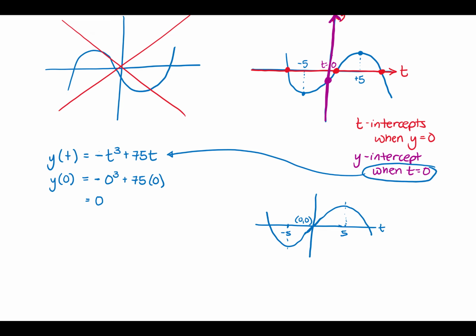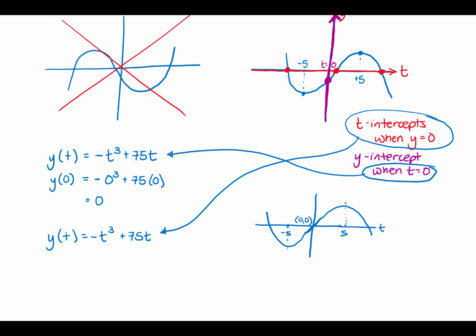Now, determining my t-intercepts is a little bit trickier. It might not be that doable with hand calculations for all functions. So for our t-intercept, we take that original function y of t is equal to -t³ plus 75t. But this time we're saying our y value is equal to 0. So we're saying 0 is equal to -t³ plus 75t.